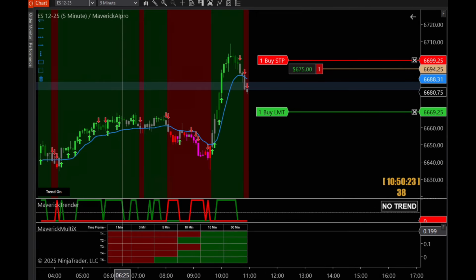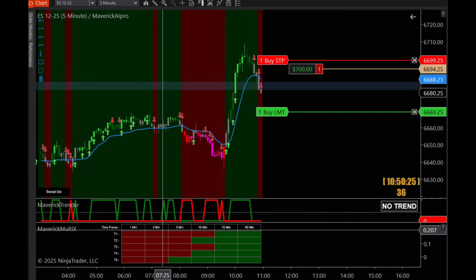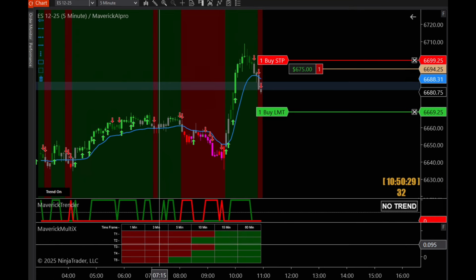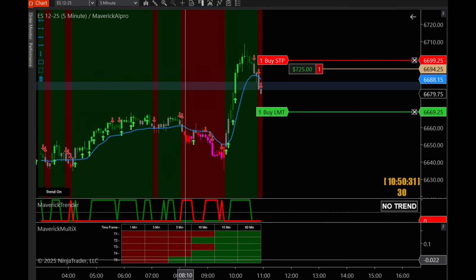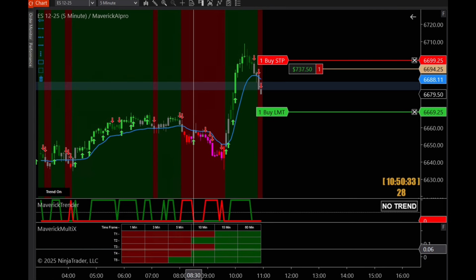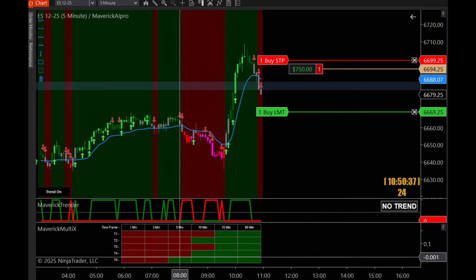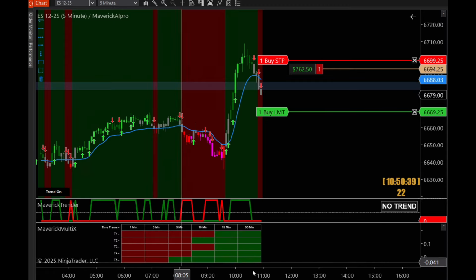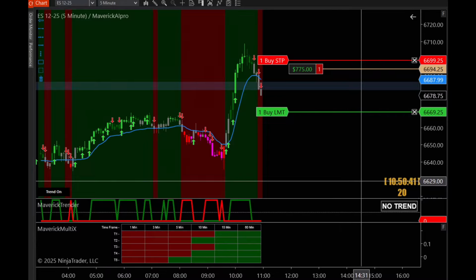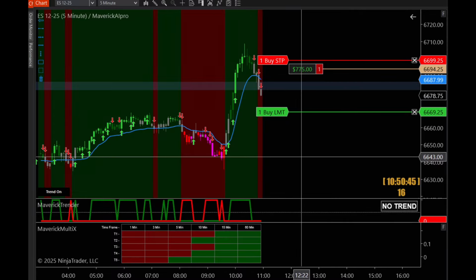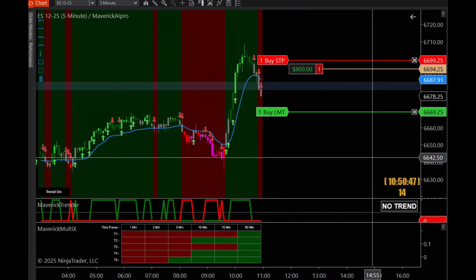Okay, my Maverick Multi-X. Now those 5 traders are voting bearish across solidly the 1 minute, the 3 minute, and now we're almost overtaking the 5 minute chart. Bearish, okay? So if I can get trader 5 to vote bearish here, I'll feel even better. Maverick Trender has not been pinged yet, so I'm a little cautious on this trade.